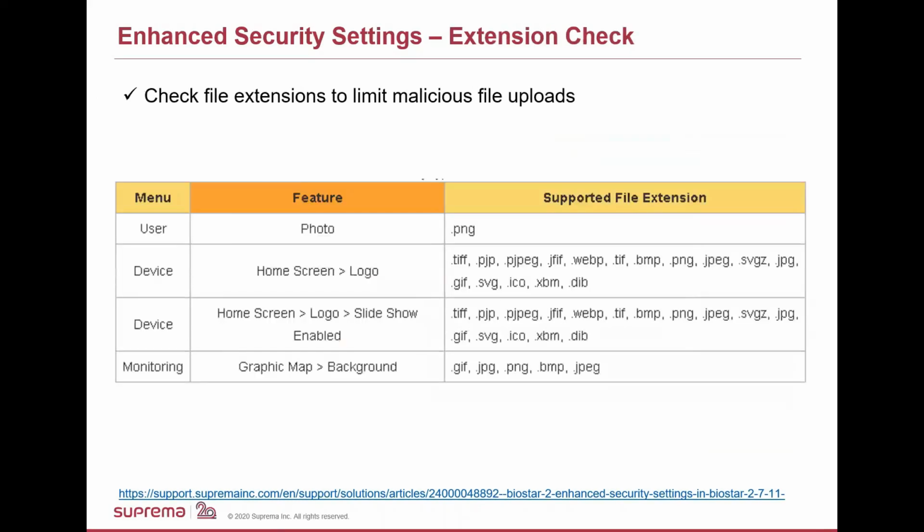The second part is file extension check. From BioStar 2.7.11, we improved the feature of checking the supported file extension list, as in the table. For example, the supported file extension of user photo is PNG. If you try to upload a photo in bitmap format, the upload will fail due to this extension checking policy.